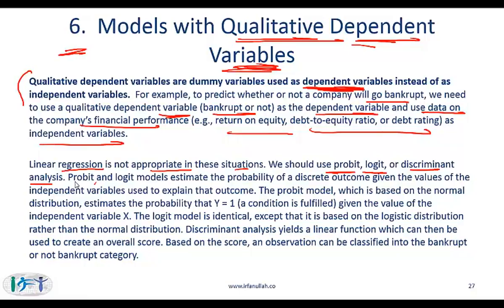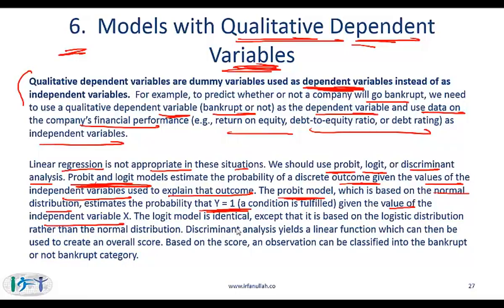And unfortunately, it is just memorization here. There isn't too much logic. So probit and logit models estimate the probability of a discrete outcome. What do we mean by discrete outcome? So the yes, no. Given the values of the independent variables used to explain that outcome, the probit model, which is based on the normal distribution, estimates the probability that y is equal to 1, this is the dependent variable equal to 1, given the value of the independent variable x.